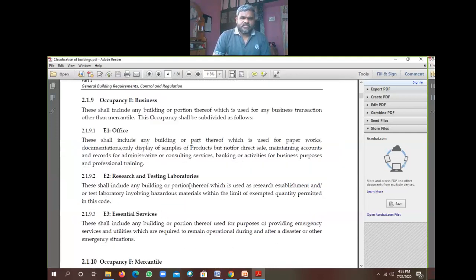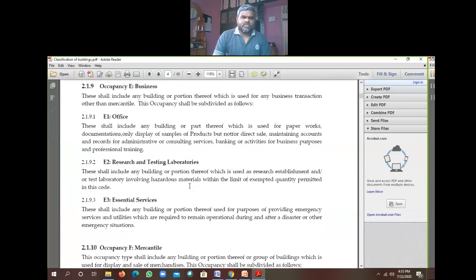Next, business buildings. Business buildings are further divided into three. These shall include any building or portion thereof used for any business transaction other than mercantile. So this occupancy shall be subdivided into three. One is office, research and testing laboratories, and essential services. Office means used for paperwork and documentation only, only display of samples and products, not for direct sale, maintaining accounts, records, administrative consulting services, banking activities for business purposes, like this. And research and testing laboratories.